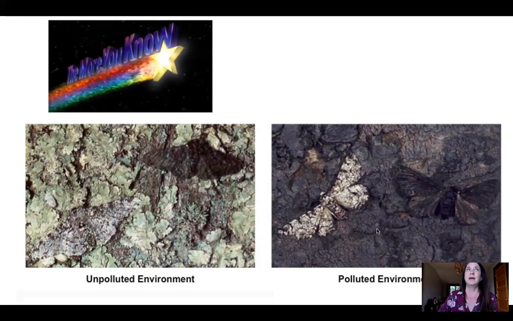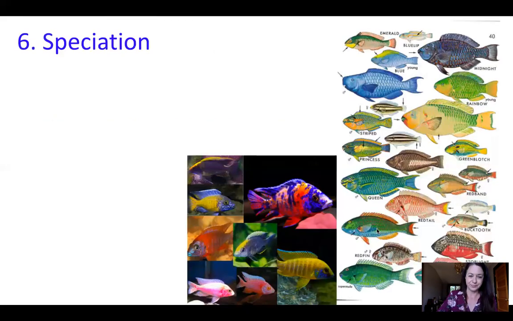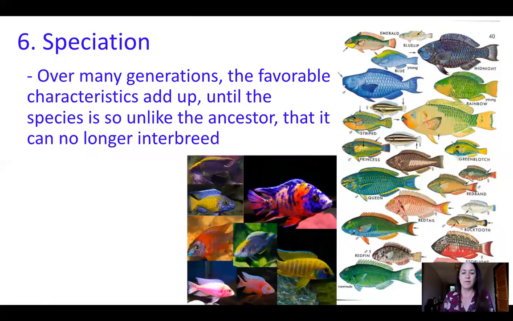Okay. Now let's go to speciation. Speciation is our last piece that we're going to talk about here today, and we'll get to this actually probably next week. Over many, many generations, these favorable traits start to build up to the point where the new individuals are so different from the ancestral species that they're no longer considered the same species, and they can't interbreed with each other, and now they're considered different species.